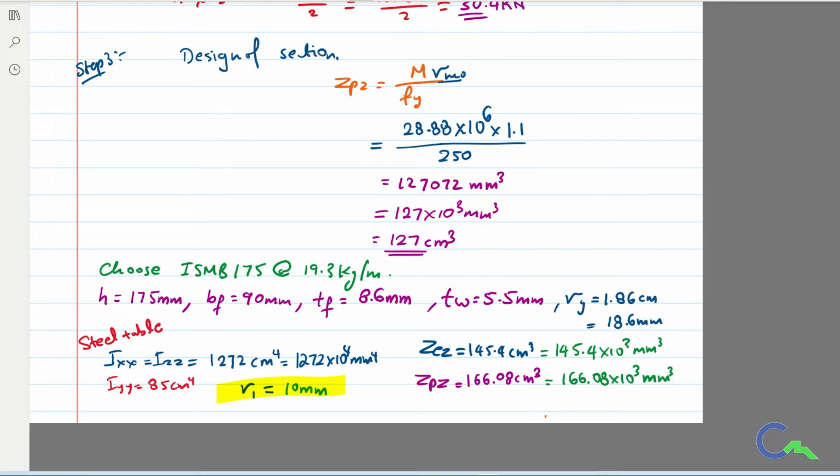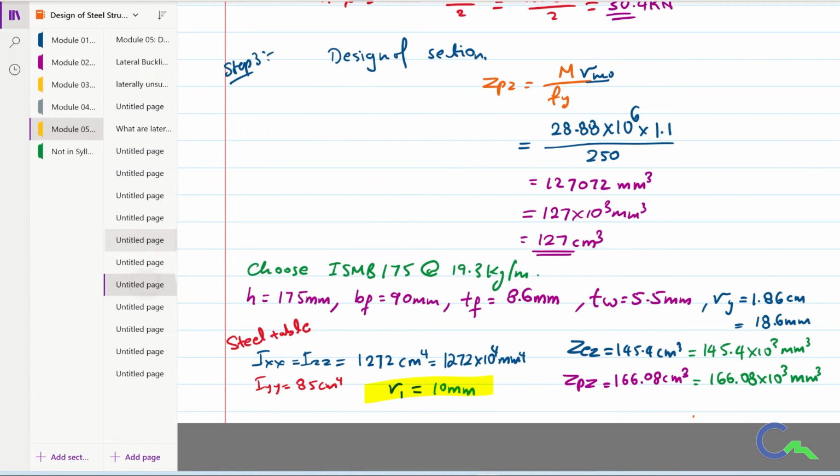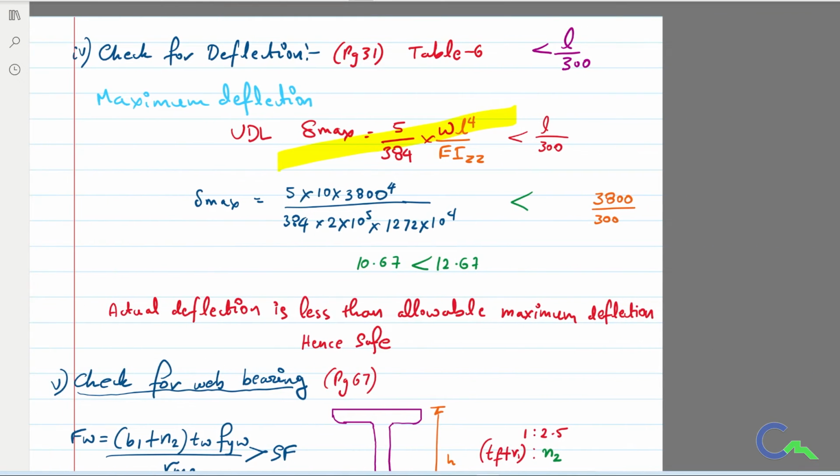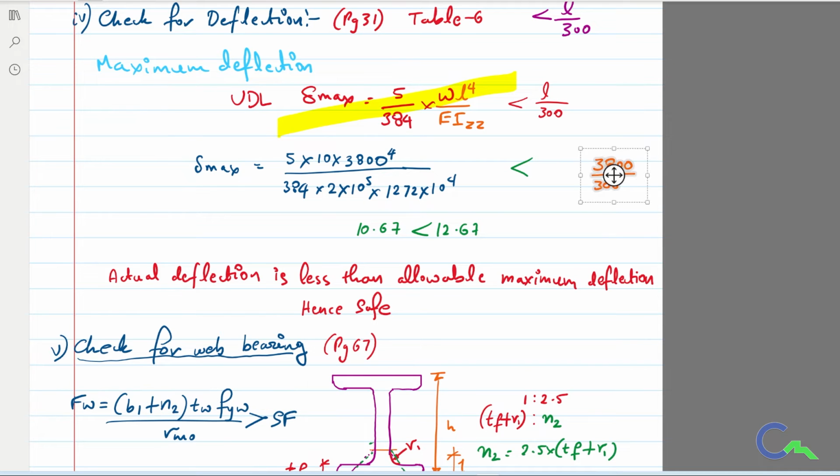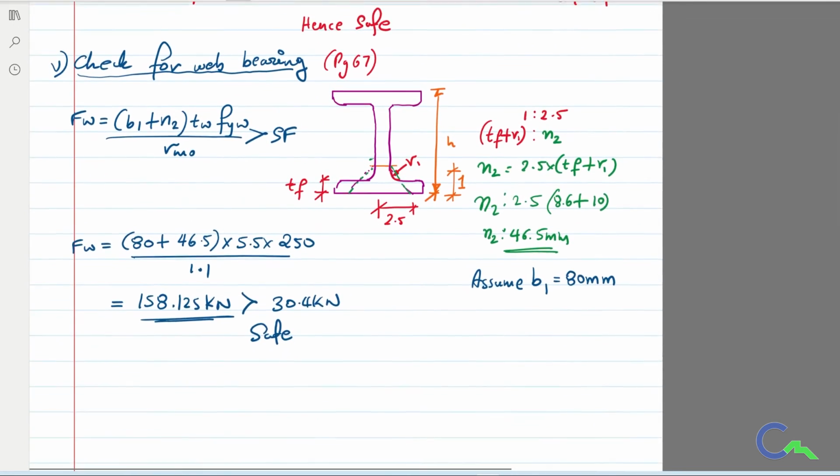I have IXX and IYY. In that, IXX is maximum, so that I am going to substitute here. But while substituting, it should be in millimeter. By substituting all the values, we are going to get actual deflection as 10.67. Allowable deflection, if I do 3800 divided by 300, I am going to get 12.67 mm. Therefore, actual deflection is less than allowable deflection, so this is safe in deflection.